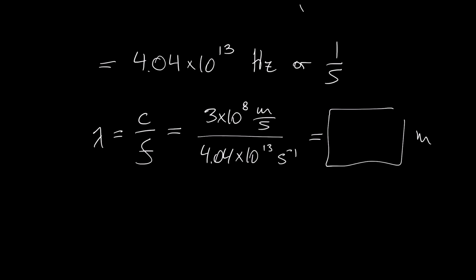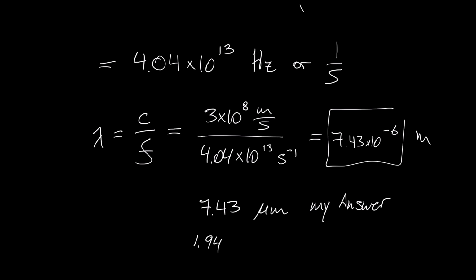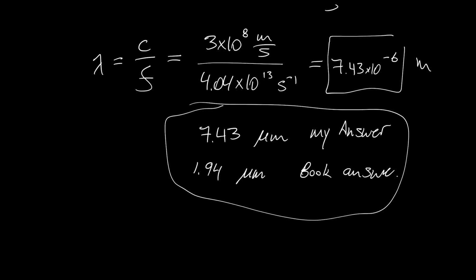And what is this? Let me plug this into my calculator. This is 7.43 micrometers. And the book answer is 1.94 micrometers. So what did we do wrong? Well, we solved the problem and saw that the answer that we got was not the same as the answer in the book. They're close, right? In the same micrometer range, but the book got 1.9, I got 7.4. So what is the problem?